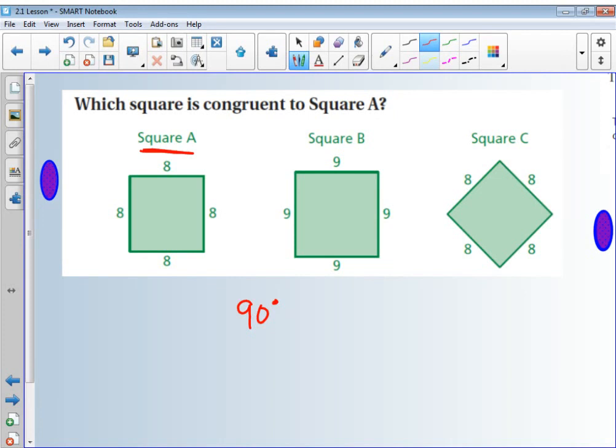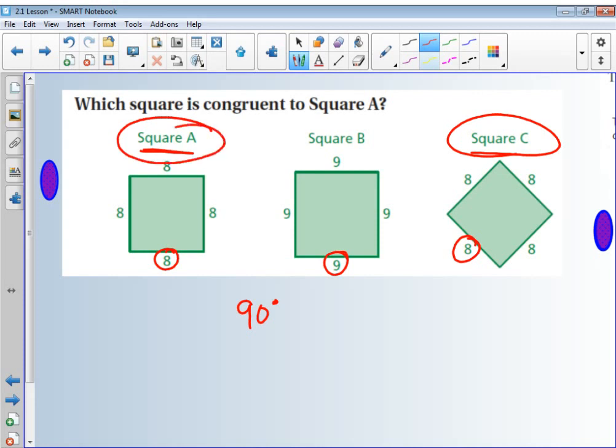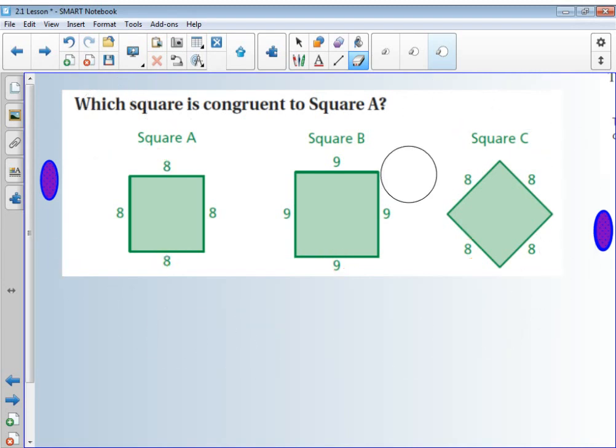Let's go ahead and look at our side measures. We have 8, whatever, whether it's inches, feet, miles, whatever. We have 9 on every side, or we have 8. So the two squares that are congruent would be square C and square A. Even though they rotated square C, it is still considered congruent.